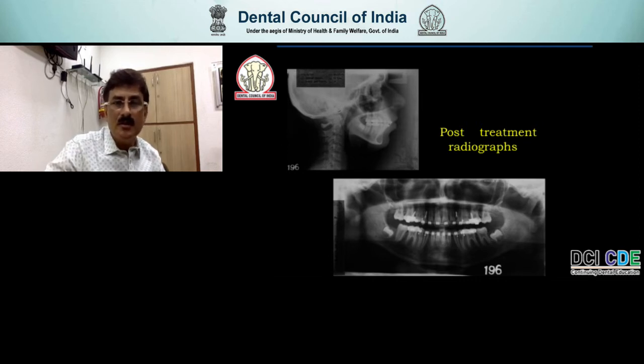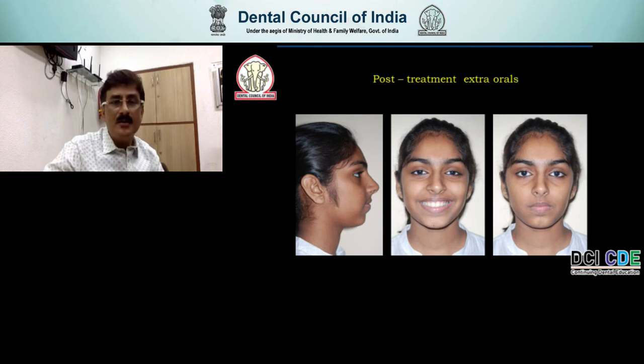And that's the OPG. That's post-treatment. You need to take care of the steepness of the occlusal plane. You need to take care of the vertical so that the mandible grows in a horizontal direction and we get the chin more anteriorly, into a straighter profile.